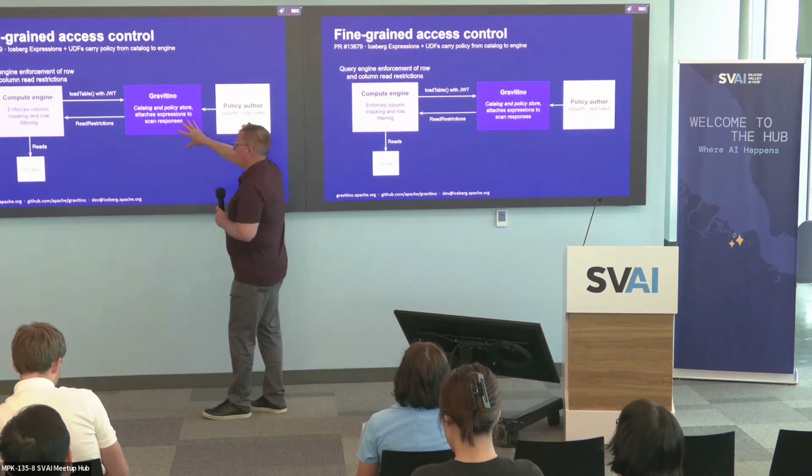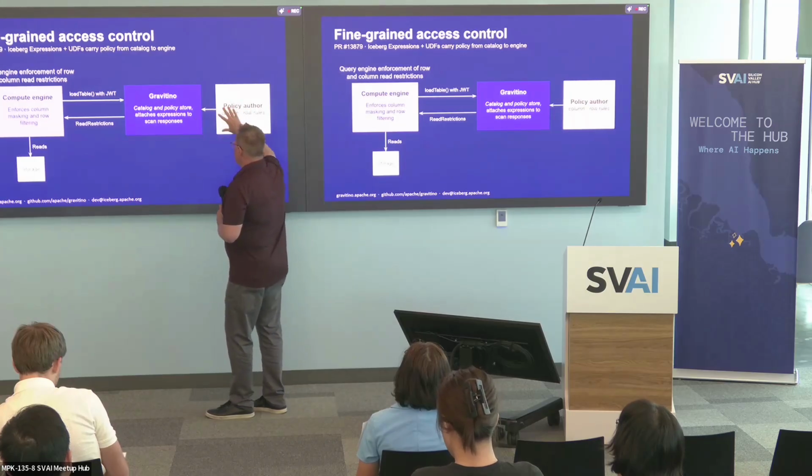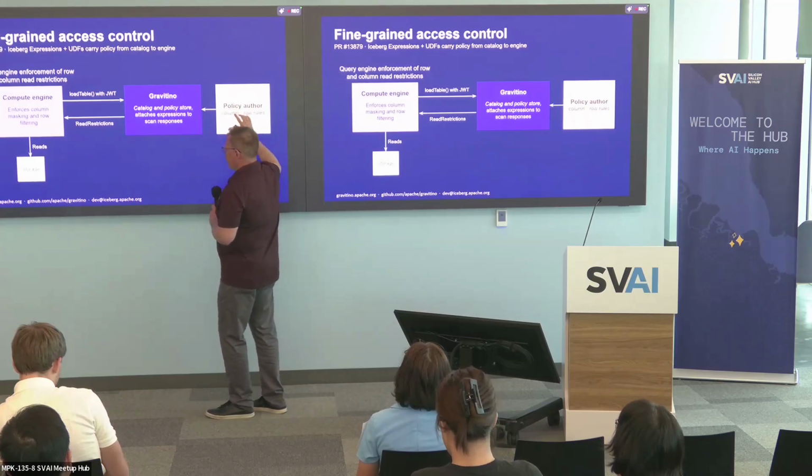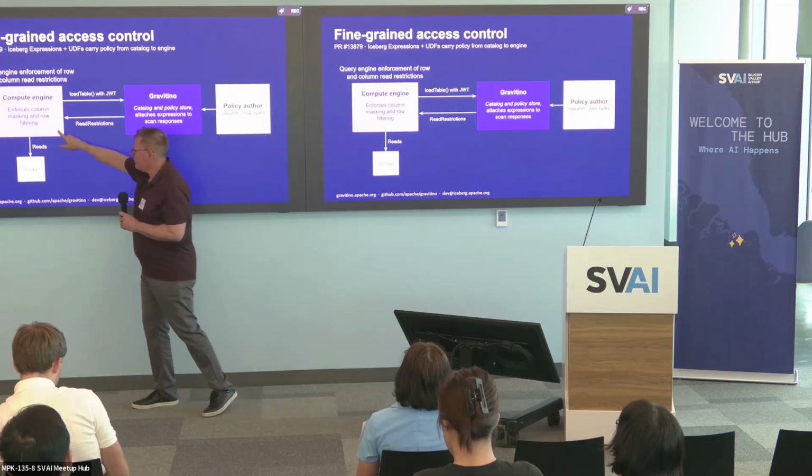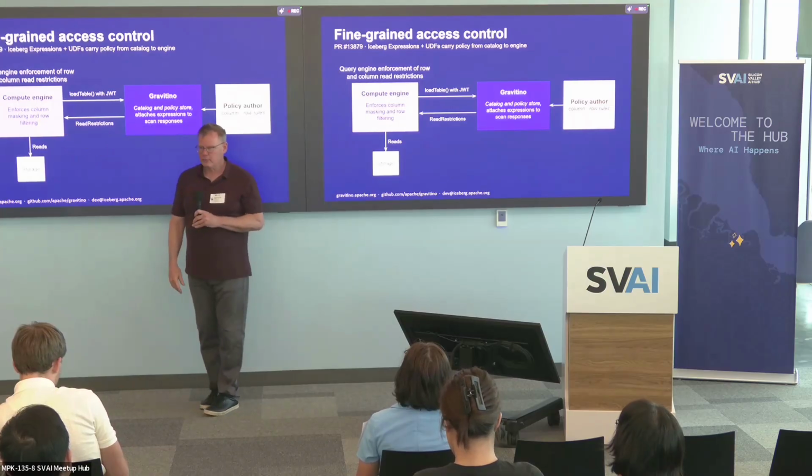It's going to ask the catalog. The catalog is going to accept policies that you derive. And then in the Iceberg solution, it is going to provide the compute engine something called read restrictions.